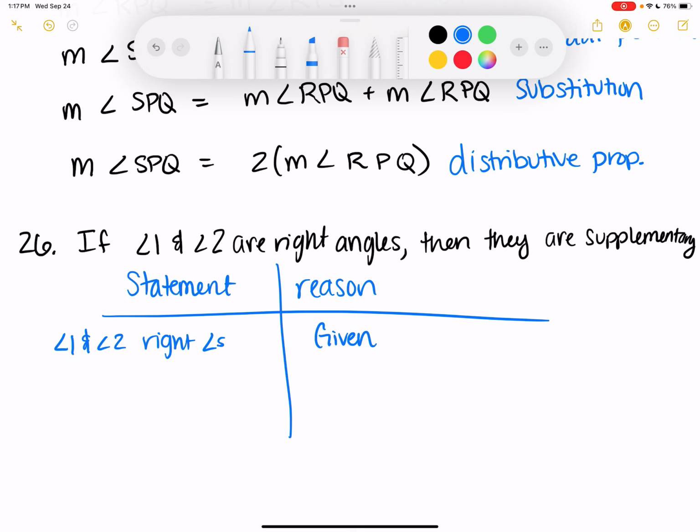So, if they are right angles, what does that mean about their measure? They're 90 degrees. Yep, so the measure of angle 1 is 90 degrees, and the measure of angle 2 is 90 degrees.